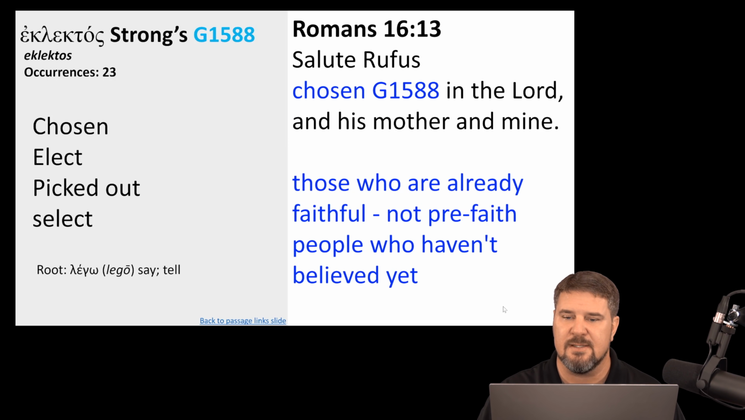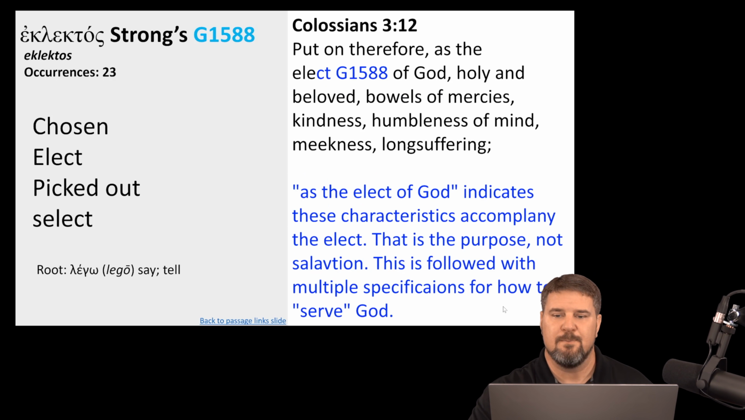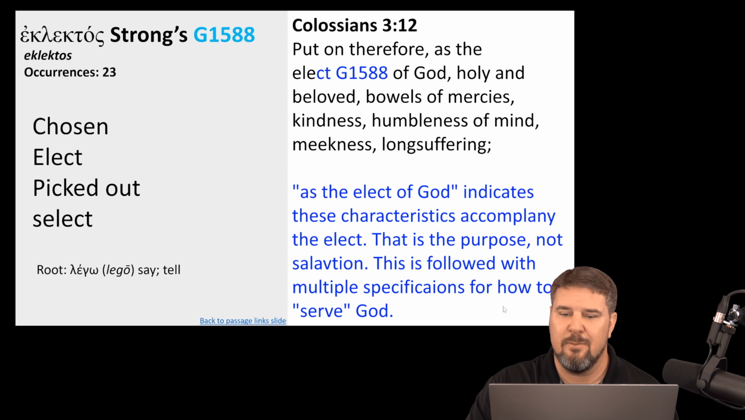Romans 16:13, "Salute Rufus, chosen in the Lord, and his mother and mine." Those who are already faithful, again, not pre-faith people who haven't believed yet. He's chosen in the Lord, not chosen outside of the Lord. Colossians 3:12, "Put on therefore, as the elect of God, holy and beloved, bowels of mercies, kindness, humbleness of mind, meekness, long-suffering." It indicates that these characteristics accompany the elect. That is the purpose, not salvation, that is followed with multiple specifications for how to serve God.